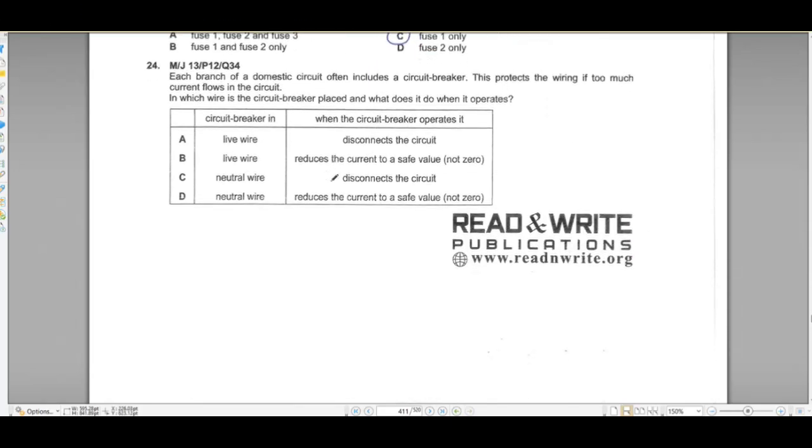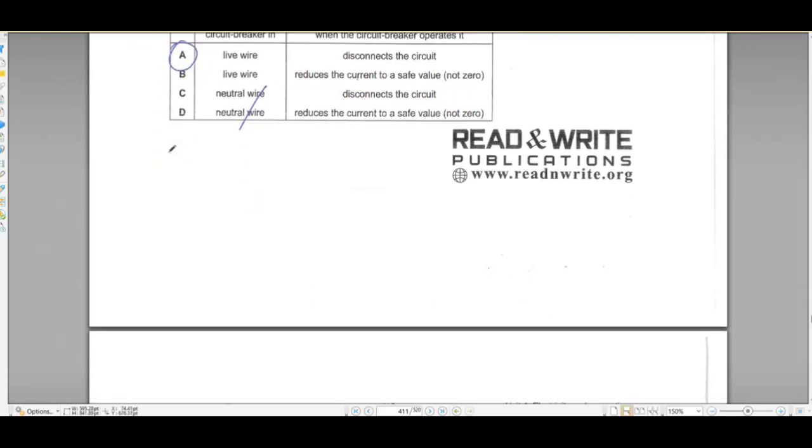Question number 24. Each branch of a domestic circuit often includes a circuit breaker. This protects the wiring if too much current flows in the circuit. In which wire is the circuit breaker placed and what does it do when it operates? A circuit breaker is always placed in a live wire. It is never placed in a neutral wire. And what does the circuit breaker do? It disconnects the circuit altogether. It does not have the ability to reduce the current to a safe value. So A is the correct option.